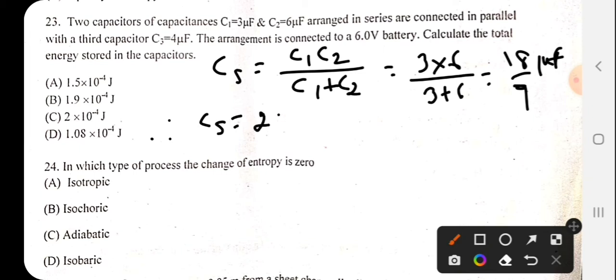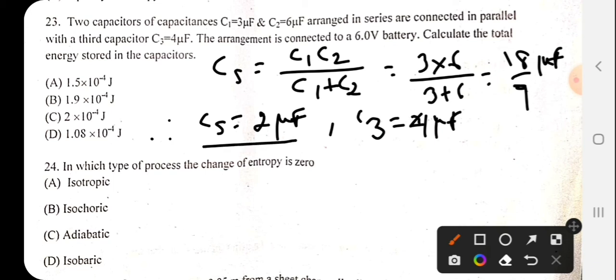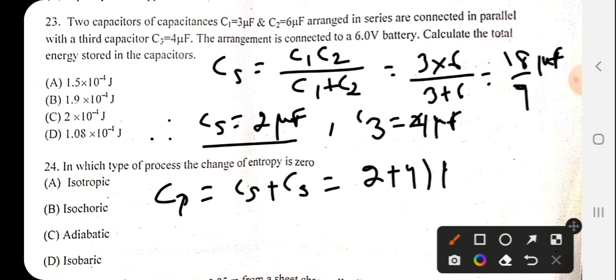Now this arrangement is connected in parallel with a third capacitor C3. That means there is another capacitor C3 that equals 4 microfarad, and this is connected with this CS in parallel. So we find the effective parallel combination capacitance. CP equals CS plus C3, so this equals 2 plus 4 microfarads.